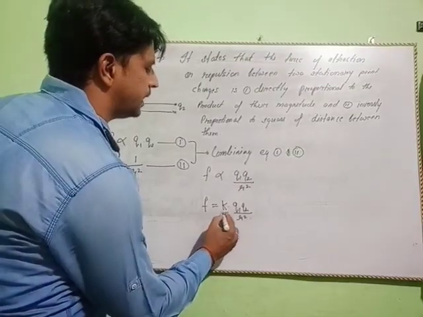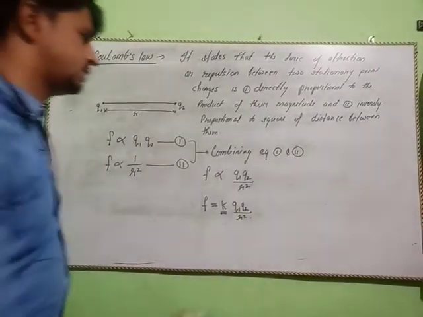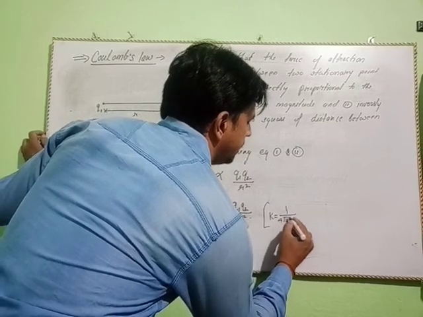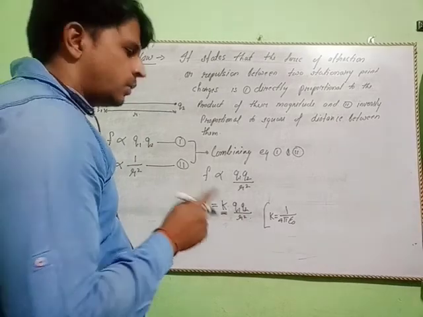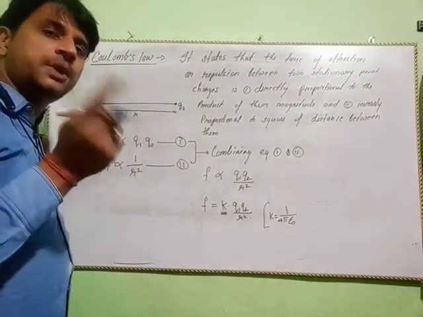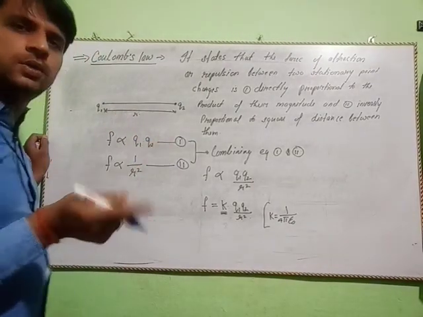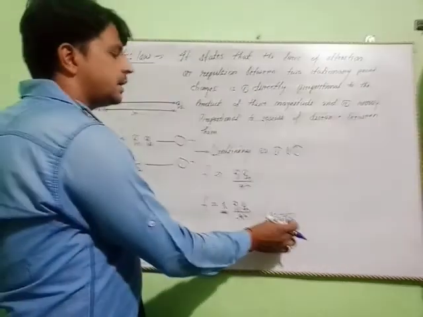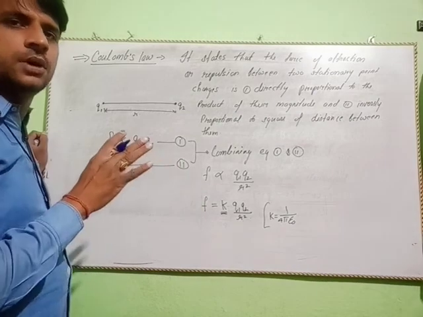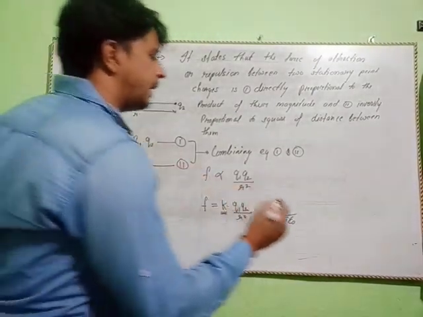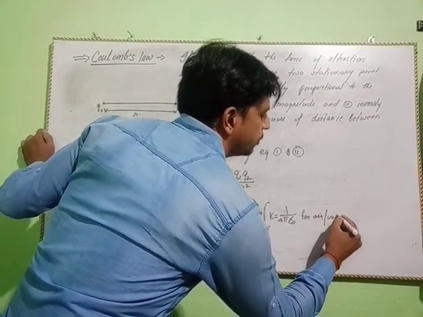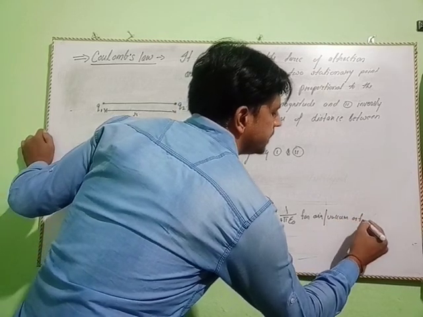Now what is this K? Let us discuss this constant. This K is equal to 1 by 4 pi epsilon naught. It is a constant. It is a medium constant, not a universal constant, which means its value will vary with the change in medium. If the medium changes, its value will definitely change. Keep this in mind. And this is a constant for air, vacuum or free space.